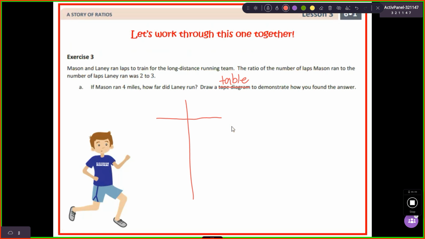Okay, it says Mason and Laney ran laps to train for a long distance running team. At the end of this year, you'll get to try out for cross country. That's our long distance running team. Okay, focus. Sorry. So let me start over.